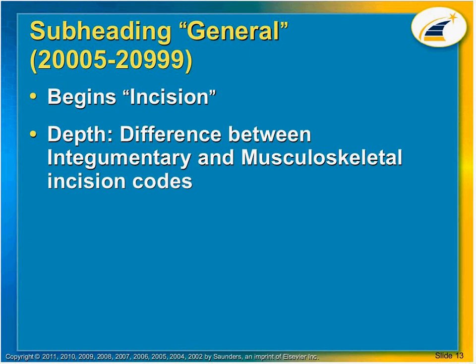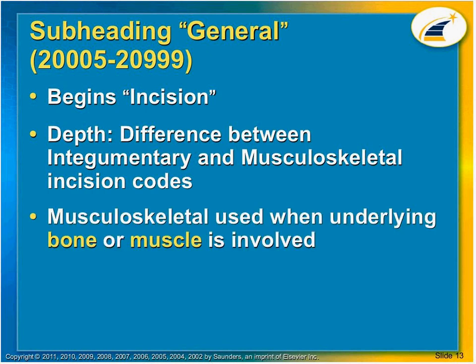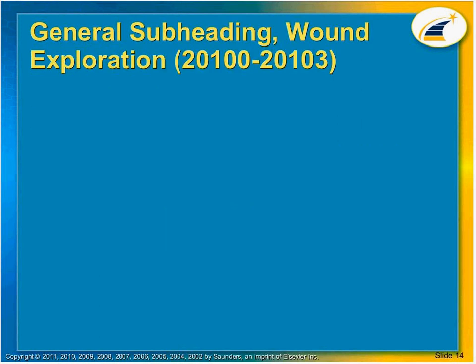Let me go on. We talked about incision and talked about the depth. So the difference between integumentary and musculoskeletal incision code would be the depth of the incision going to be made. Musculoskeletal is used when underlying bone or muscle is involved.